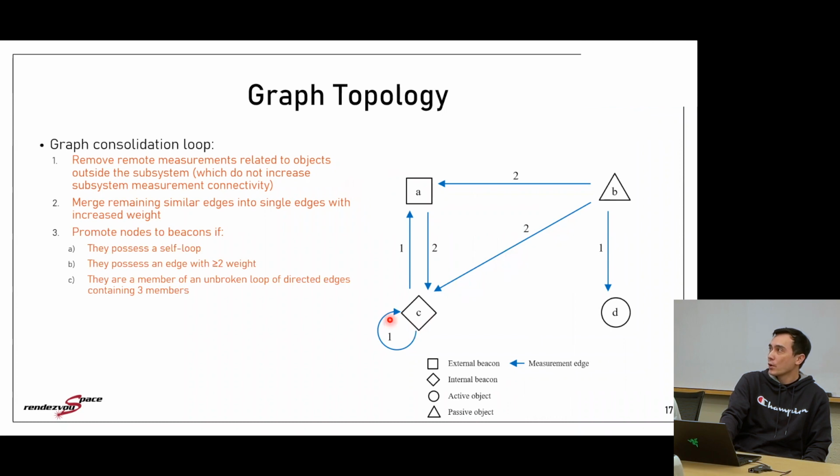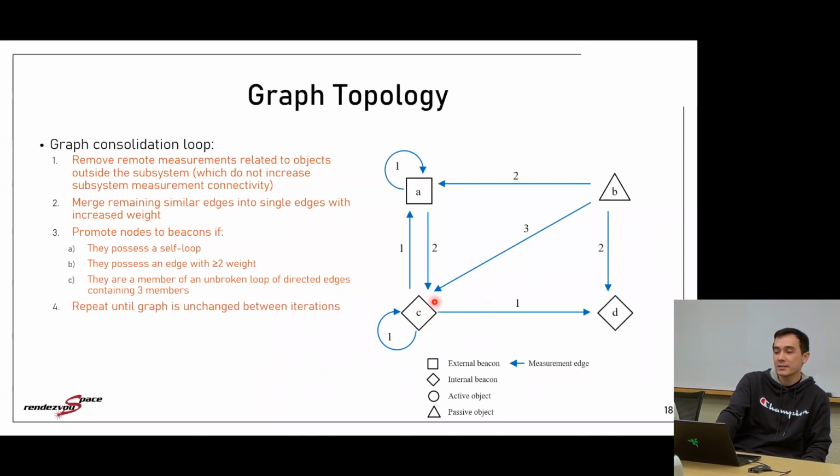And then we can promote nodes to beacons, which means they have the absolute orbit knowledge, if they possess some kind of self-loop, which means they are being measured by a beacon, and they have access to that measurement. Or if they possess an edge with greater than 2 weight, which is where we have enough measurements to span the state space, essentially. Or where we have multiple measurements of the same target from 2 different observers. Or we have this third case, where if you've got a loop of observers looking at each other, in a closed cyclic loop, then there's enough measurement information there to also close the observability state space. So in this case, observer C gets promoted because it fulfills conditions A and B.